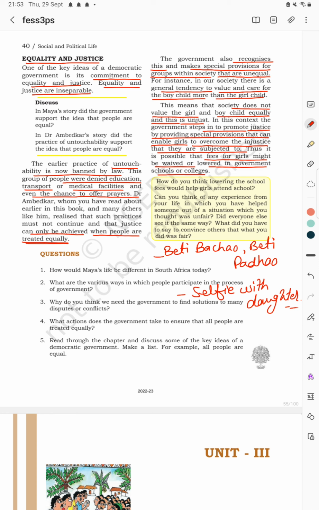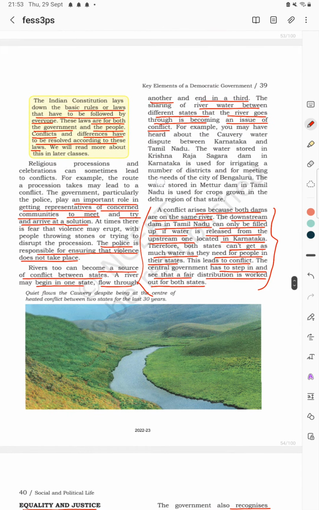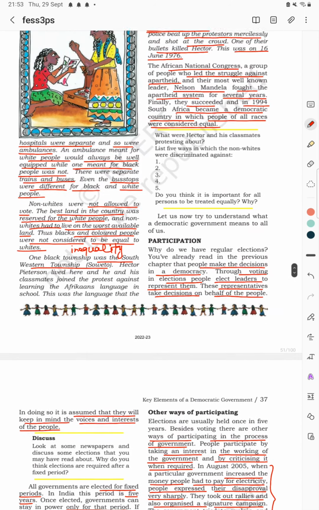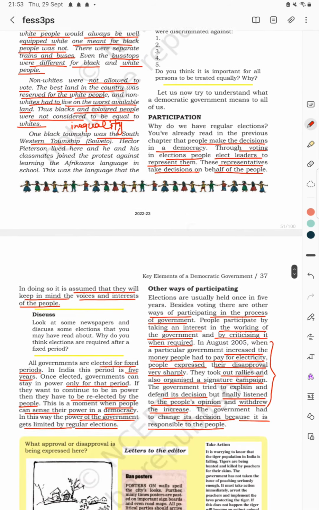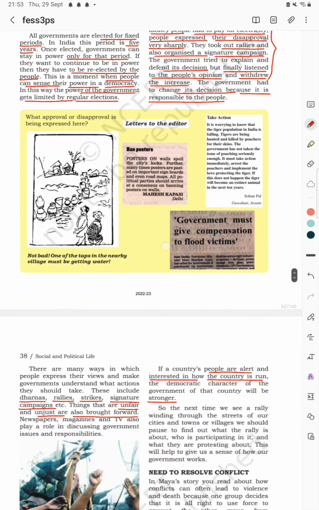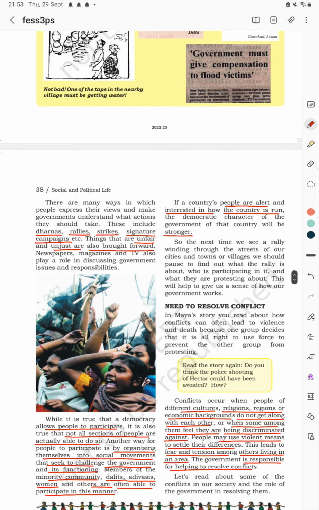Okay, so this was all in this chapter. I hope you have learned about the key elements of the democratic government. One is participation in the election, then protesting against the actions of the government. That means participation in a negative sense. When you protest against the government, the means can be dharnas, rallies, strikes, signature campaigns, and newspapers, magazines, and TV also play an important role.